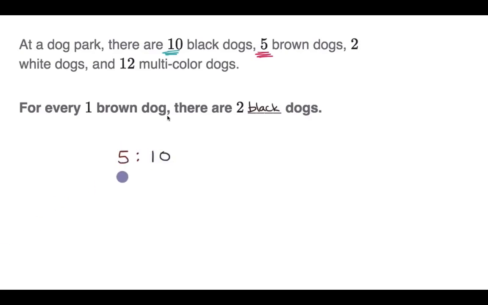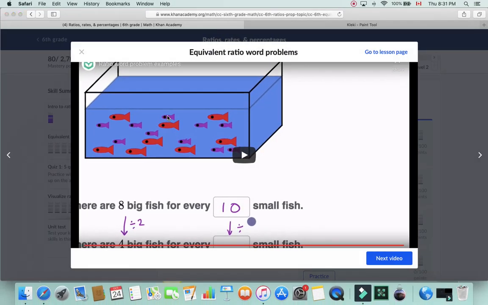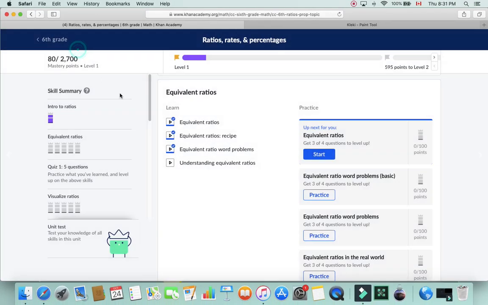So the ratio of brown to black is five brown dogs for every ten black dogs. Or if you divide both of these numbers by five, you would get one brown dog for every two black dogs. And that's exactly what this statement is saying. Nice.